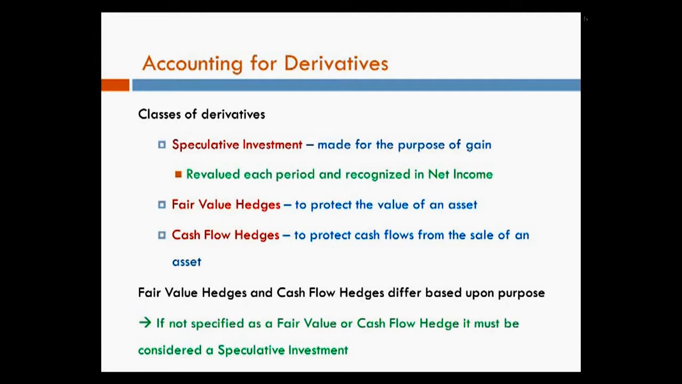Fair value hedges and cash flow hedges are used either to protect the value of an asset that you have, we'll talk about that in a moment, or to protect future cash flows that you're expecting from the sale of an asset. They have slightly different purposes. If a derivative is not specified as one of these two, it's assumed to be speculative.